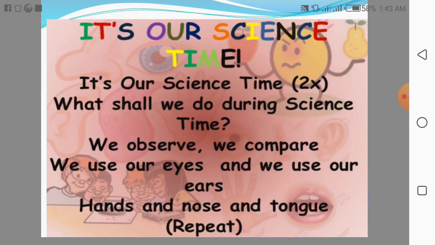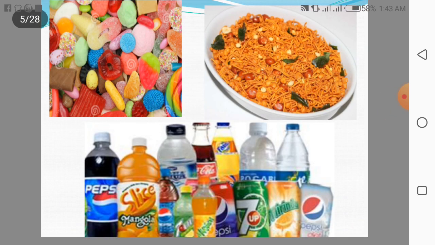What shall we do during our science time? We observe, we compare, we use our eyes, ears, hands, nose and tongue. Basically, we use our five senses: eyes, nose, hand, tongue, ears. Eyes for seeing, nose for smell, hand for touching, tongue for taste and ears for hearing sound. In this picture you are seeing some candies, dal and some soft drinks.